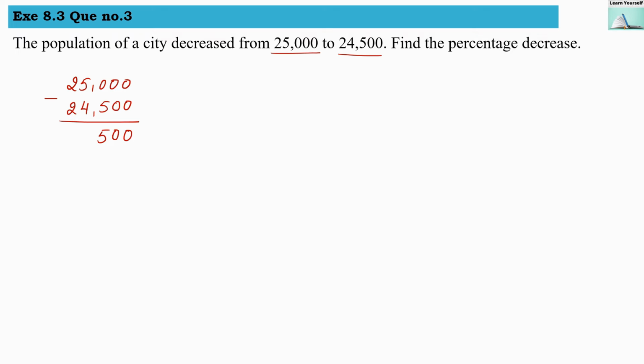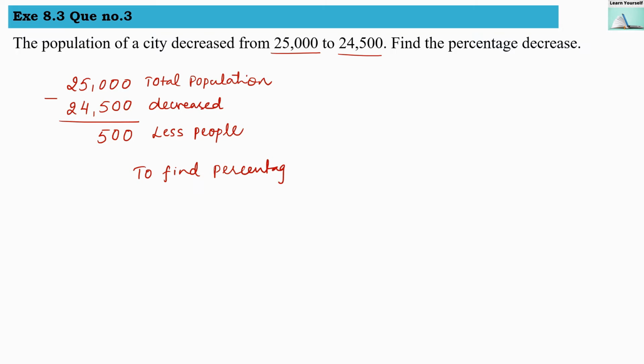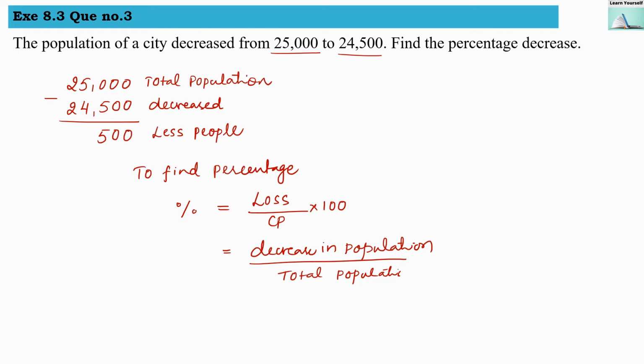Now we have to find out percentage from this. Now to find percentage, we will use this formula, that loss divided by cost price into 100. So here in terms of this numerical, we can write that decrease in population divided by total population in multiplication with 100. So the loss percentage formula we have converted in terms of this numerical.